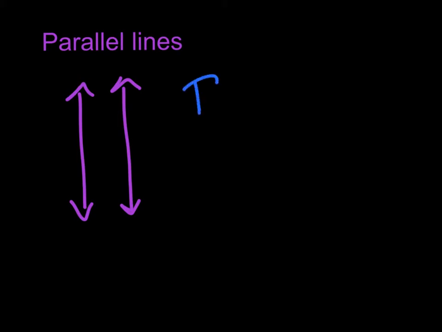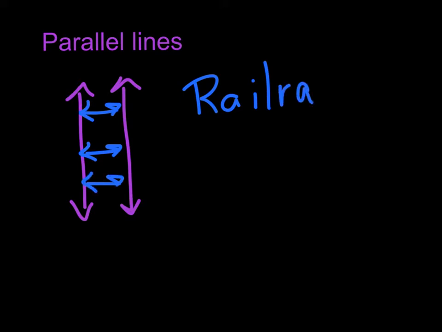Okay, another type of lines are called parallel lines. These lines go on forever in the same direction. They're equal distance apart, so they're next to each other. They're most like railroad tracks. They stay equal distance apart the whole way, and that is how we know that they are parallel.